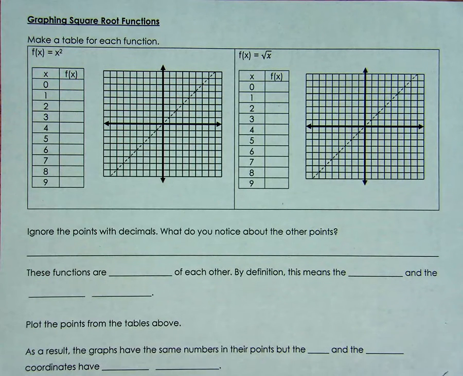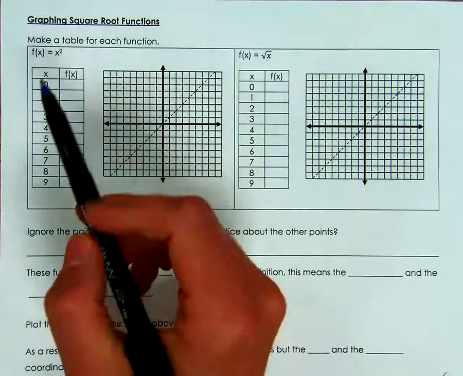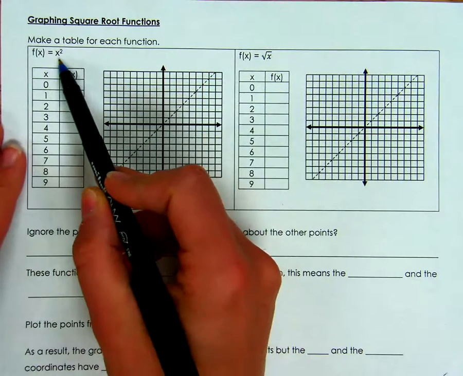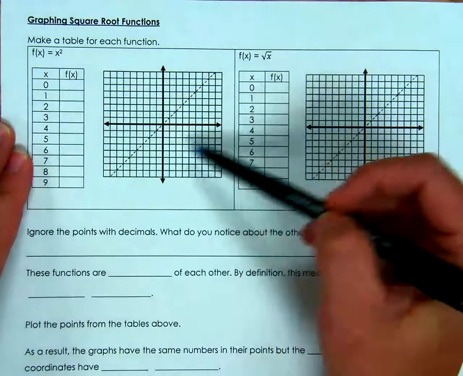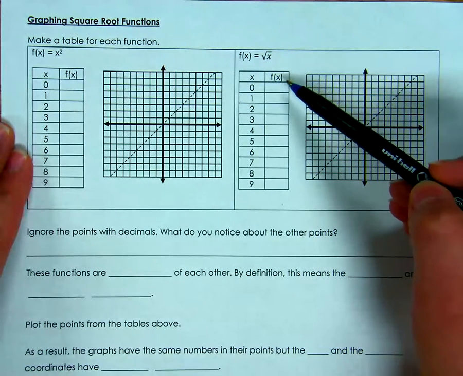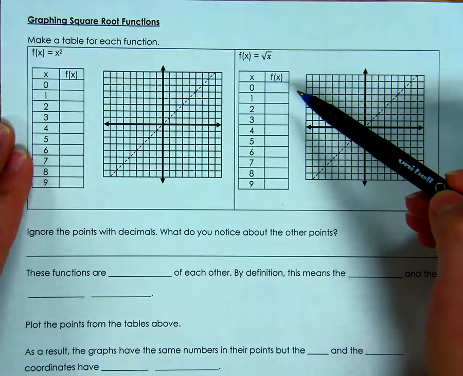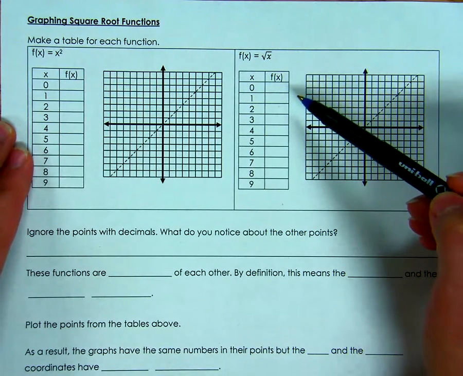Since we've been working with radicals, now it is time to look at what the square root function will look like. We are already pretty familiar with f of x equals x squared, as that's the parabola we've been working with in quadratics for a few weeks. We're going to actually use that and compare it to what f of x equals square root of x would look like, and see if we can find any similarities.